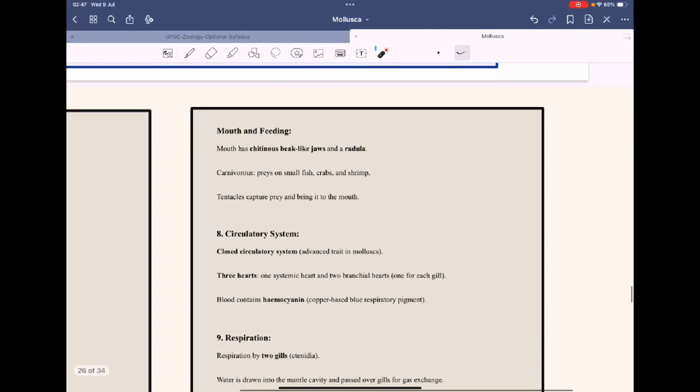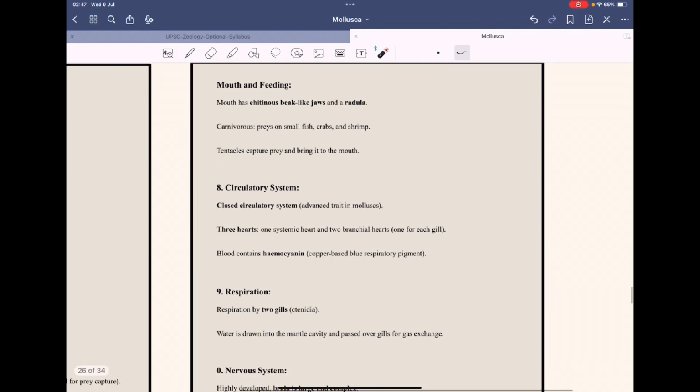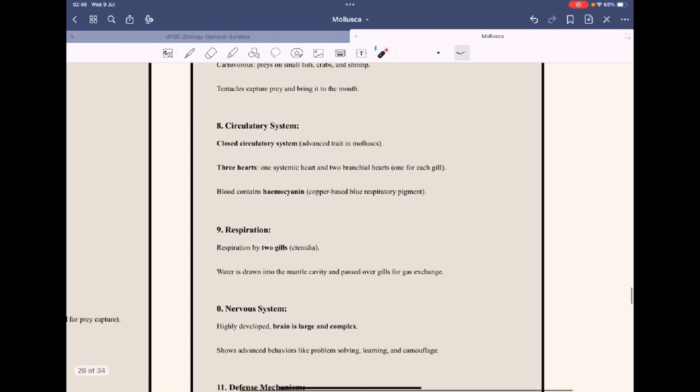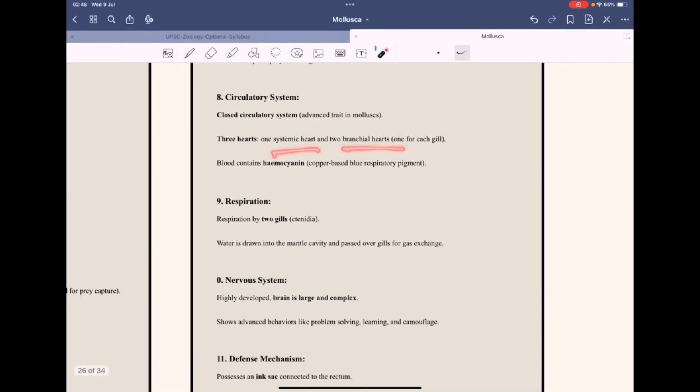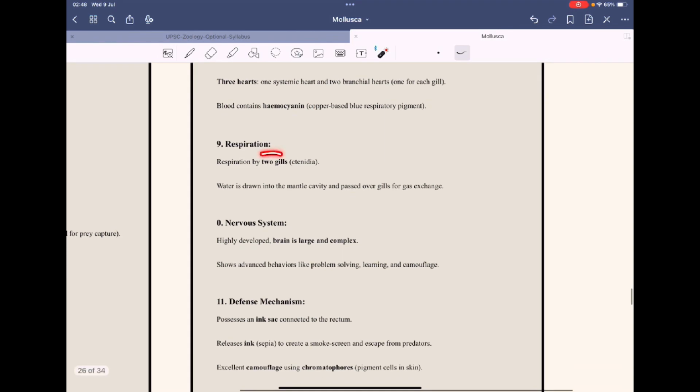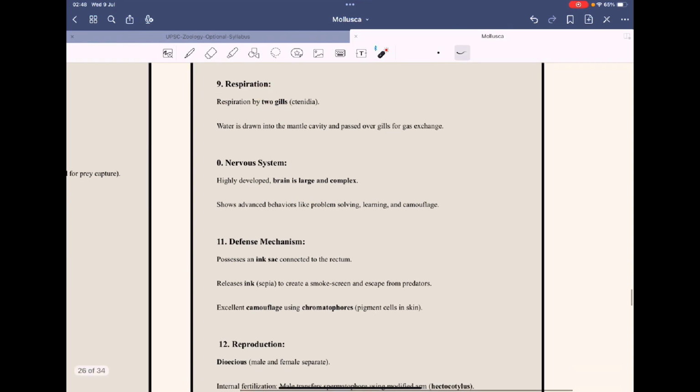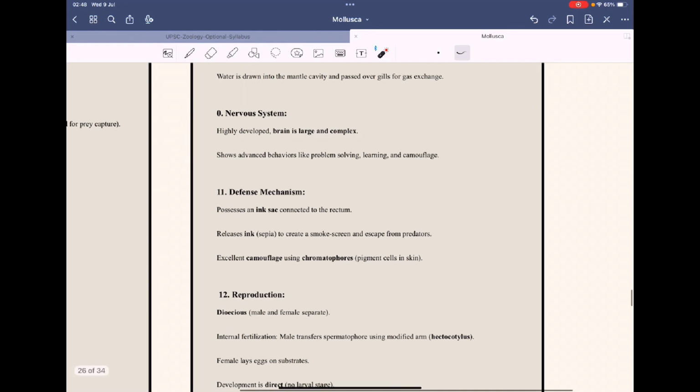The mouth and feeding. In the mouth, there is a chitinous beak-like jaw, and also the radula. They are carnivorous. They prey on small fish, crabs, and shrimp. The tentacles capture the prey and bring it to the mouth. The circulatory system is closed. It has 3 hearts, 1 systemic heart and 2 branchial hearts, and the blood contains hemocyanin, and respiration is by 2 gills, and water is drawn into the mantle cavity, and there the gas exchange takes place.